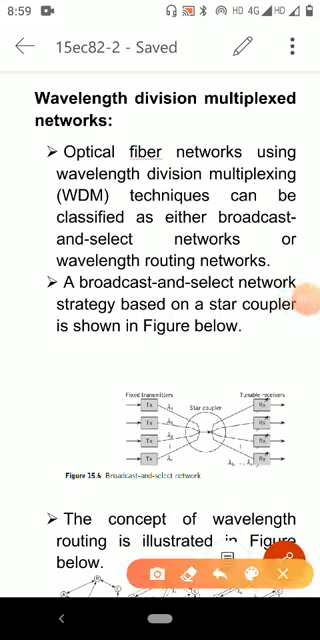Hello dear students, in this video I am going to discuss wavelength division multiplexer network, that is WDM.